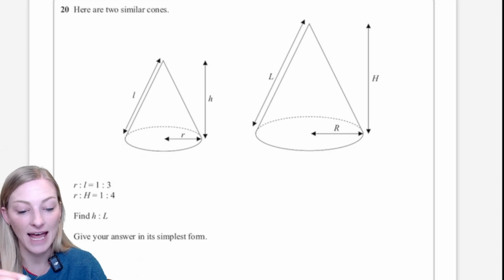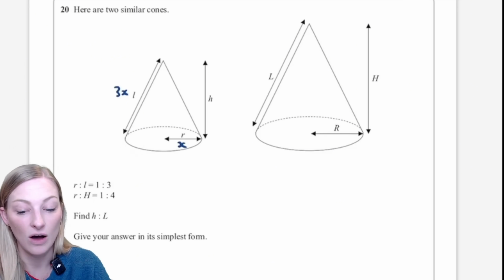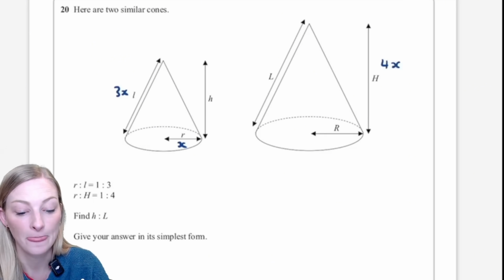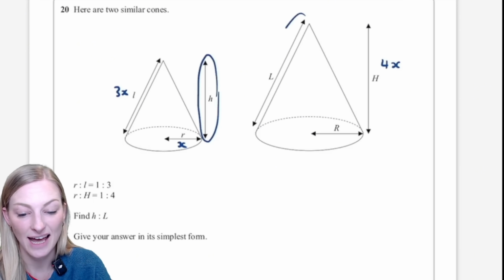So if R to L is in the ratio 1 to 3, I'm going to call this x and I'm going to call this 3x. And then R to H is in the ratio 1 to 4. So if R is x, I'm going to call H 4x. So I'm just putting that information up there. Now we're asked to find H to L. So H is this one here and L is this one here.